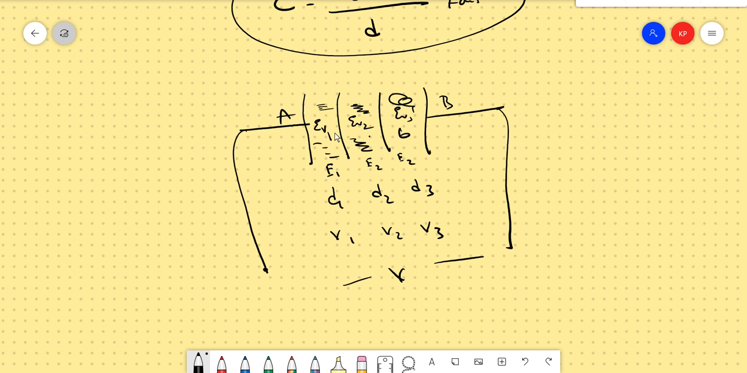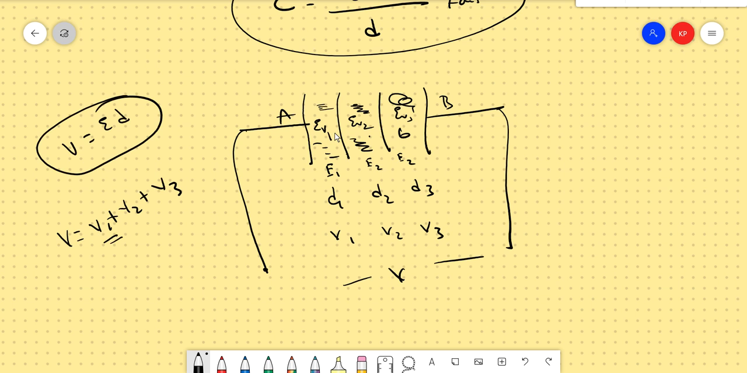So now we can say that here in parallel, V is equal to... I am having V1, V2, V3. So these three are in series. V is equal to V1 plus V2 plus V3. So V1 formula, where V is equal to E into D. So V is equal to E1 D1 plus E2 D2 plus E3 D3.